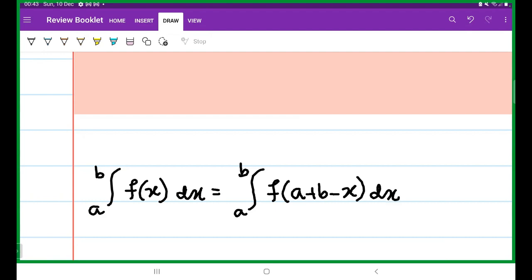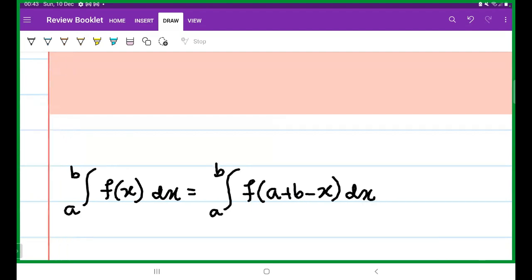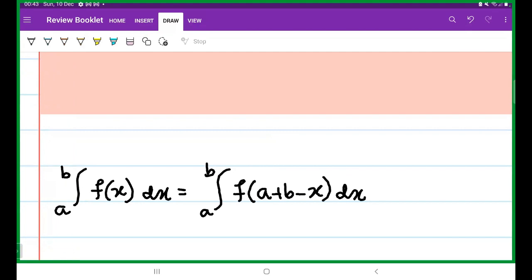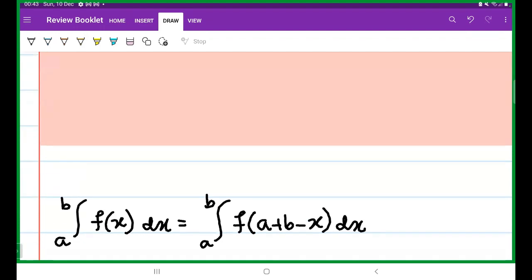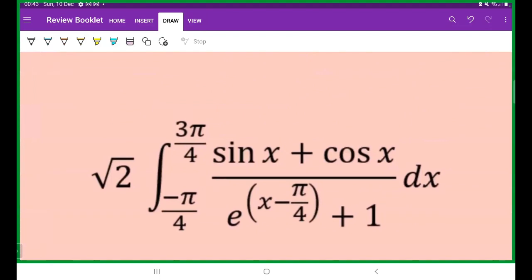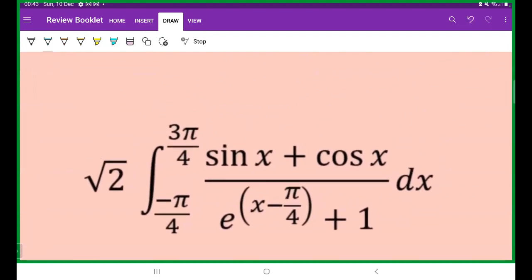Okay, so this is King's rule. That is, the integration of f(x) dx from limit a to b is equal to the integration of f(a plus b minus x) dx from a to b. So let's apply this over here. This over here is a, this is b.